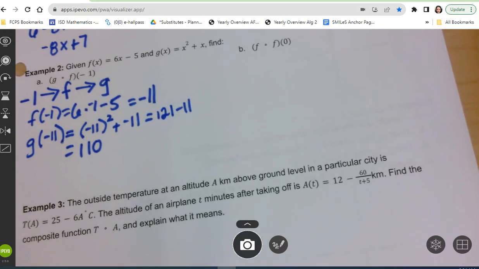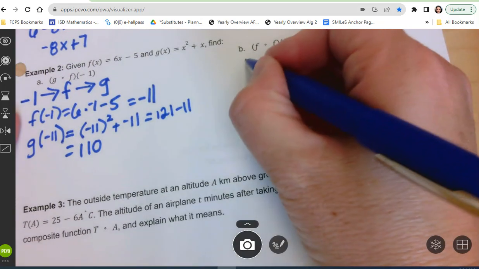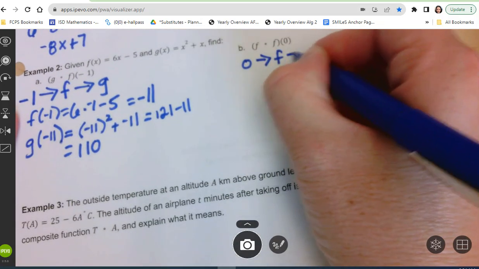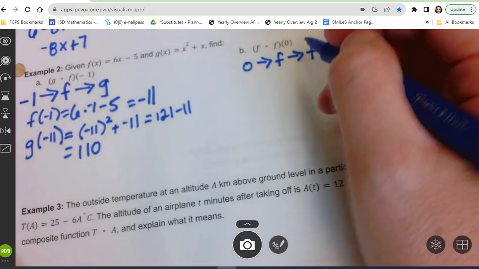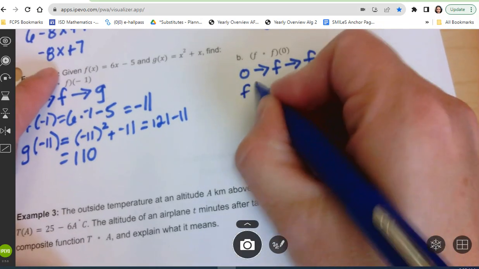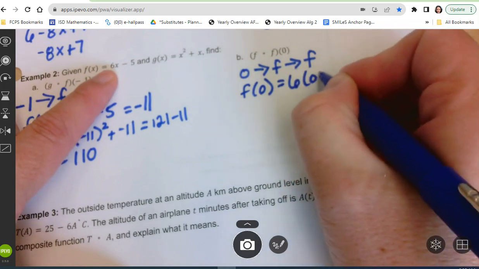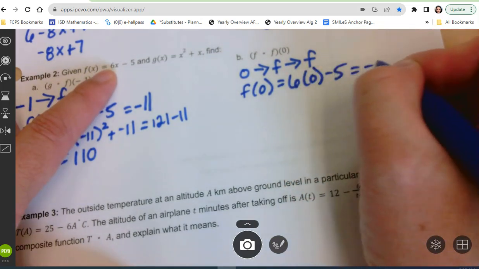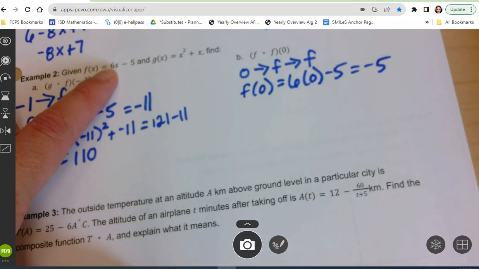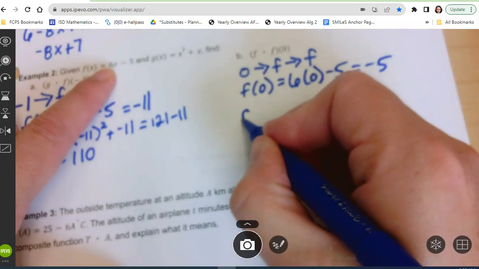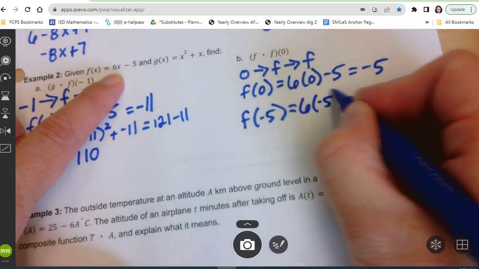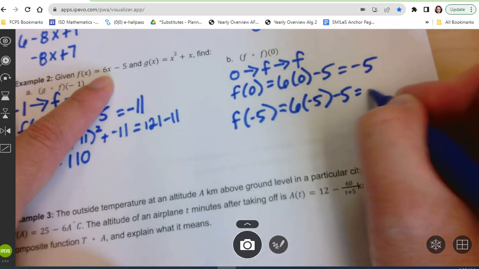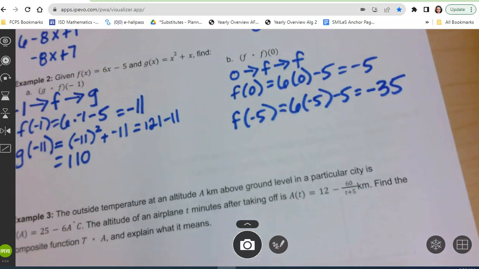All right, so I want you to try f of f of 0. You're going to take your 0, put it into f, get your answer, and then put that into f again. All right, so I'm going to put 0 into f. So I'm going to have f of 0 is 6 times 0 minus 5, so I get negative 5. And then I'm going to put negative 5 back into function f. Again, 6 times negative 5 minus 5, which is negative 35.